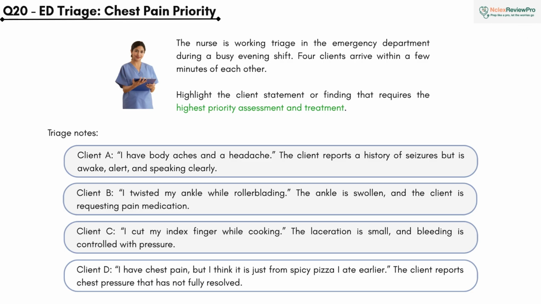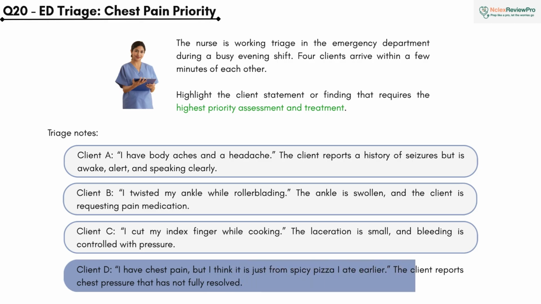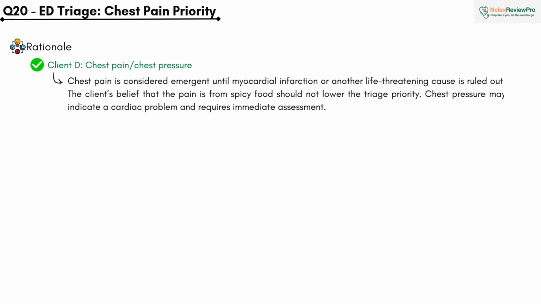The correct statement to highlight is from Client D. I have chest pain, but I think it is just from spicy pizza I ate earlier. The client reports chest pressure that has not fully resolved. All right, let's see the rationale. This client requires the highest priority assessment and treatment. Chest pain or chest pressure is treated as emergent until myocardial infarction or another life-threatening cause is ruled out. The important trap here is that the client is trying to explain the pain as spicy food or indigestion. But the nurse should not accept the client's self-diagnosis as reassurance. Unresolved chest pressure may indicate a circulation problem, including cardiac ischemia, and requires immediate assessment.